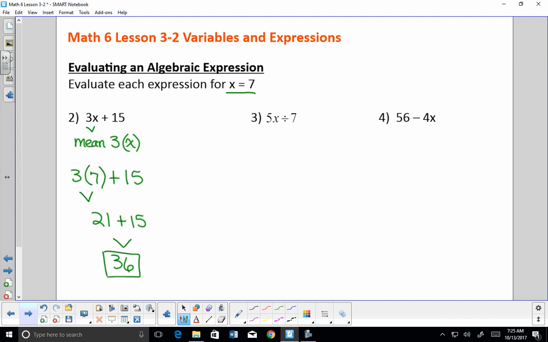Number 3 here says 5x divided by 7, which means I'm going to take my 5, multiply it by my 7, and then divide by 7. 5 parentheses 7 divided by 7. Please avoid the x as a multiplication symbol. It will be very confusing with the variable x. So my order of operations says I should multiply first, so 5 times 7 is 35. 35 divided by 7 is 5.